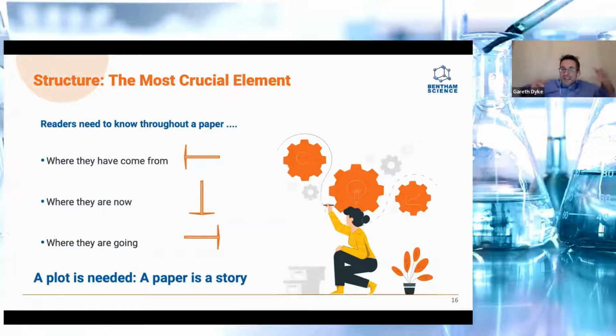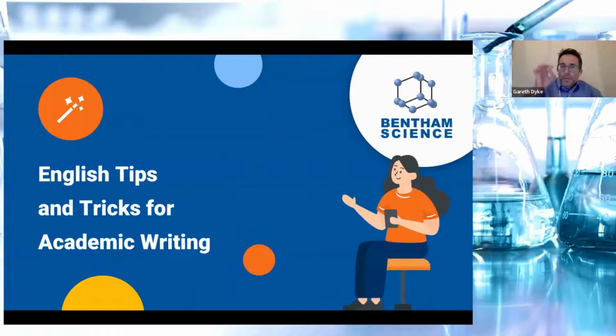I'm a huge fan of Agatha Christie. It's all about the plot. Writing an effective academic paper is no different from writing a movie or writing a detective story. There's got to be a story. Readers have to know where they are going, and where they've come from all the way through your paper.